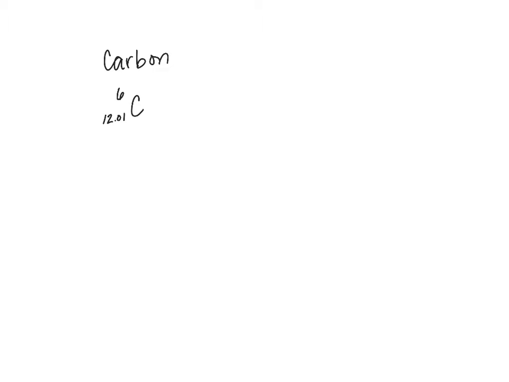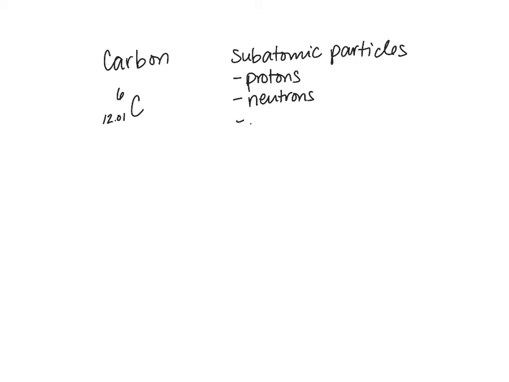Now these numbers tell us something about an atom of carbon. So first of all, atoms are made up of 3 subatomic particles, which include protons, neutrons, and electrons. So these numbers tell us how many protons, neutrons, and electrons are found in an atom of each of these elements. So let's start by taking a look at carbon.